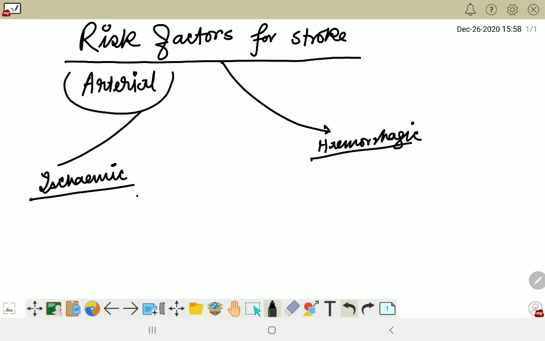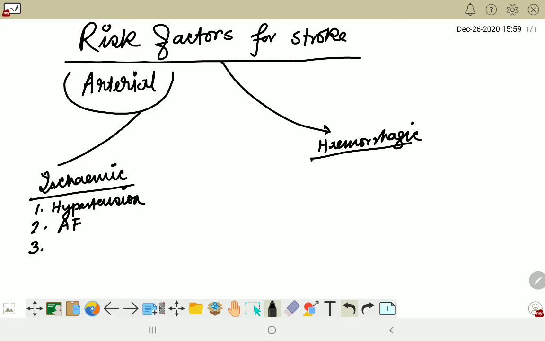The common risk factors for ischemic stroke are the following. Number one is hypertension. It is one of the most important risk factors for ischemic stroke. Number two is atrial fibrillation, and this is one of the most important risk factors. Not only that, but large stroke caused by atrial fibrillation is usually more severe. They have a poor prognosis. It's because the volume of thrombus in atrial fibrillation is much more than in the other types of stroke.